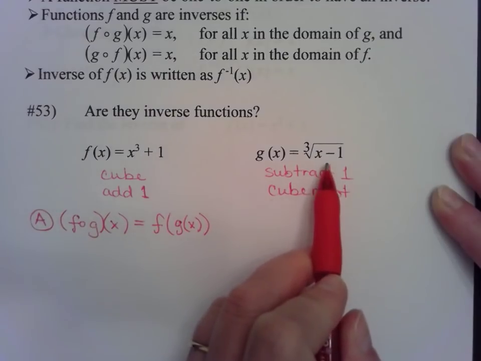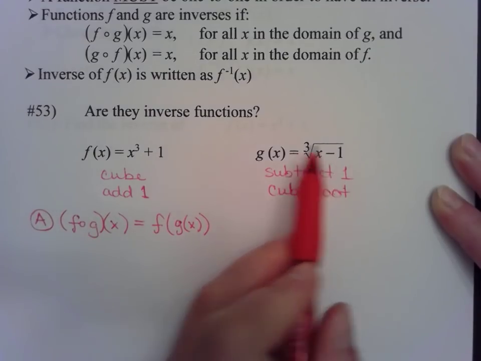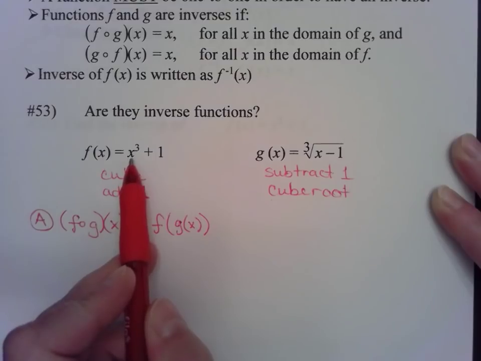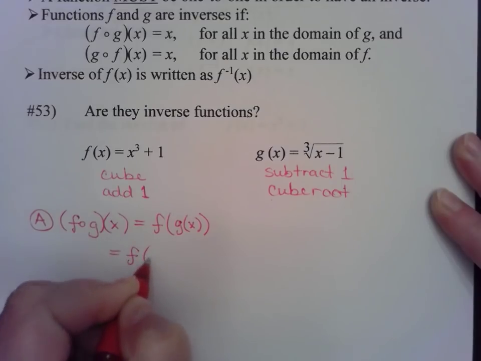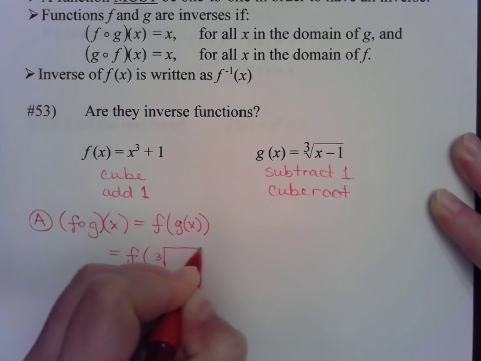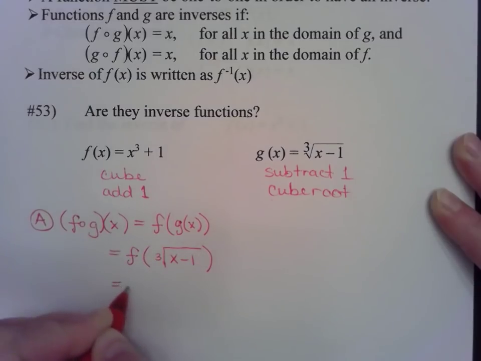So basically I'm going to take the function g and place it as a substitution for the x here in the function f. So I'm taking the function f and I'm substituting the function g, which is the cube root of x minus 1. Here's the function f, sort of its shell. I've taken out the x. Okay, so I'm going to use the function g here as my input for the function f.